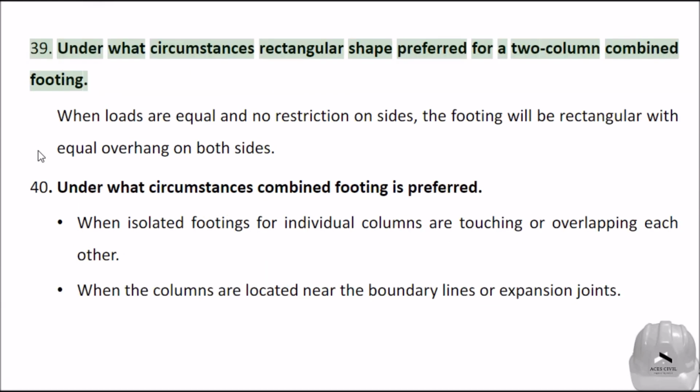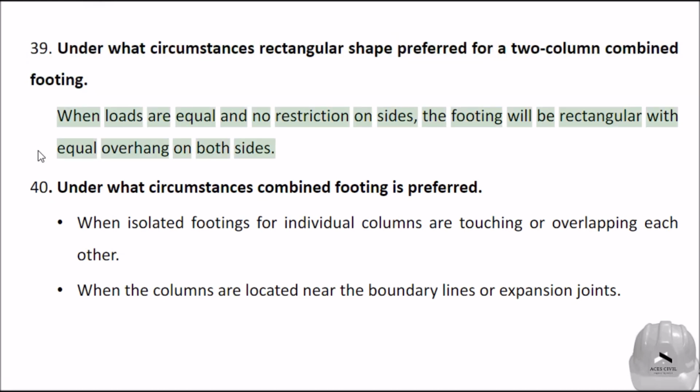Under what circumstances is a rectangular shape preferred for a two column combined footing? When loads are equal and there is no restriction on sides, the footing will be rectangular with equal overhang on both sides.